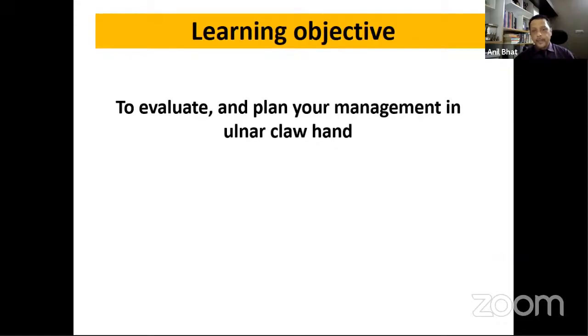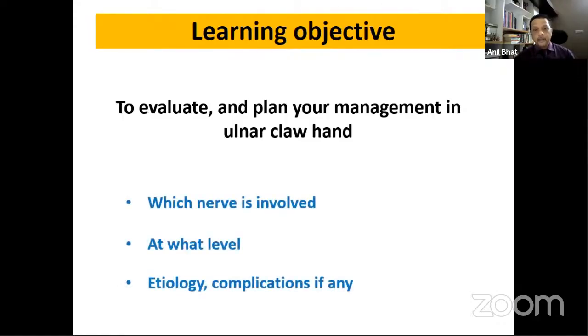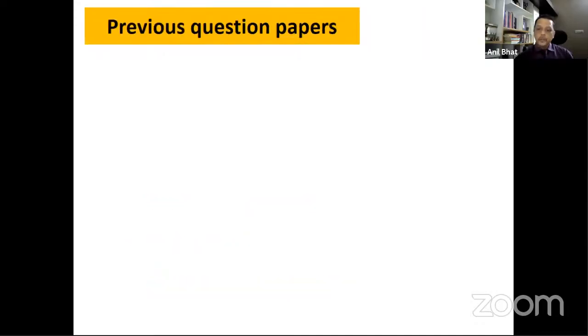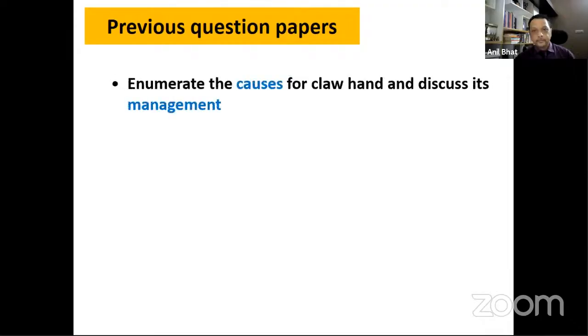So to evaluate and plan your management, predominantly in ulnar claw hand, but sometimes there could be a total claw hand also, the examiner basically wants you to tell which nerve is involved, whether it's ulnar or ulnar and median nerve sometimes. At what level, that's very important. Is it a high level injury or a low level injury? And also the etiology, what is it, based on your history and everything, and if there are any complications which you have to pick up. Now, I just went through the previous question papers, and these are the things I saw.